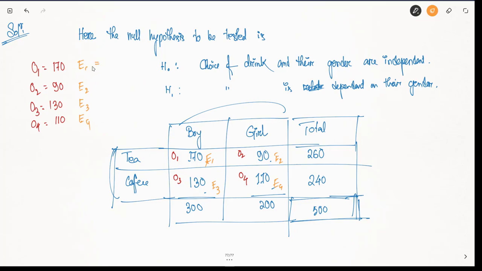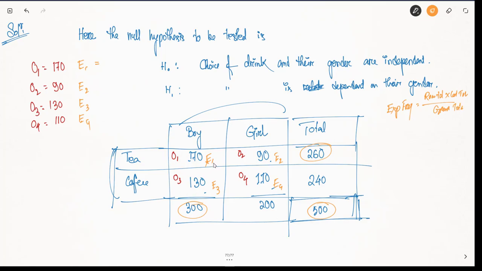Now the formula to calculate the expected frequency is row total into column total divided by grand total. So remember this: expected frequency is equal to row total, right? Row total into column total divided by grand total.